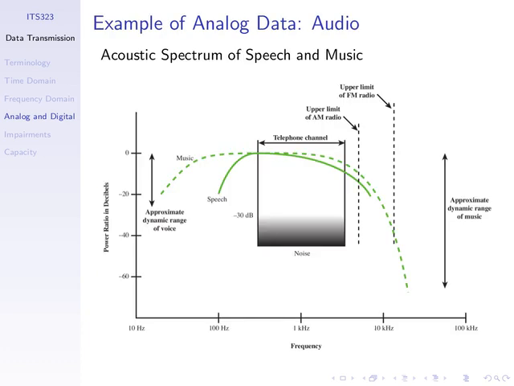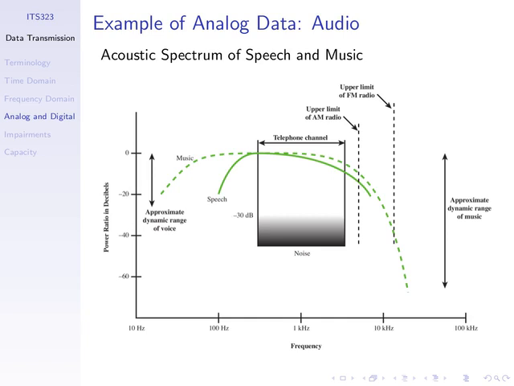Some of them are obvious. An example of analog data is audio. This diagram shows the frequency and the signal strength of different types of audio. Here we see speech or voice. When people talk, the frequencies that they generate range from the lowest frequencies of around 100 hertz up to several kilohertz, 1 kilohertz, 10 kilohertz. This is a logarithmic scale. So this solid green line is showing the spectrum of speech. And the higher the value here is, the larger the signal strength, measured in decibels.